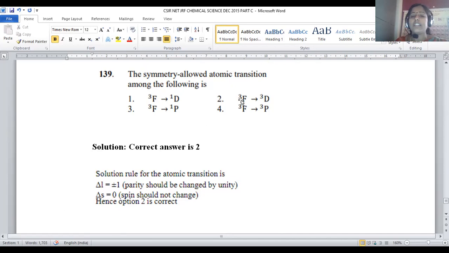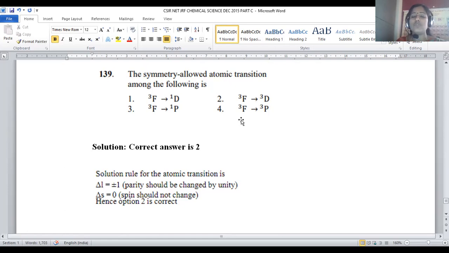Second option, spin multiplicity will be 3 to 3. So it is allowed. 3 to 3 means there is no change in the spin state. And go with this delta L value, meaning the azimuthal quantum number value. F means L is equal to 3. D means L is equal to 2. 3 to 2 means what happened? 3 turned into 2, minus 1 is there. Minus 1 is also allowed here. Minus 1 is allowed, delta S is 0 allowed. So the two conditions got satisfied in option number 2. Hence, you can say this is a symmetry allowed transition, the second one.